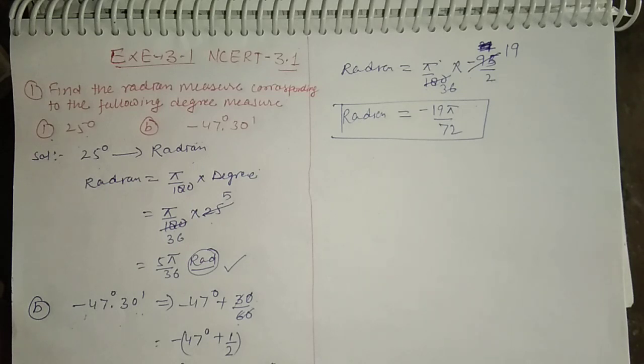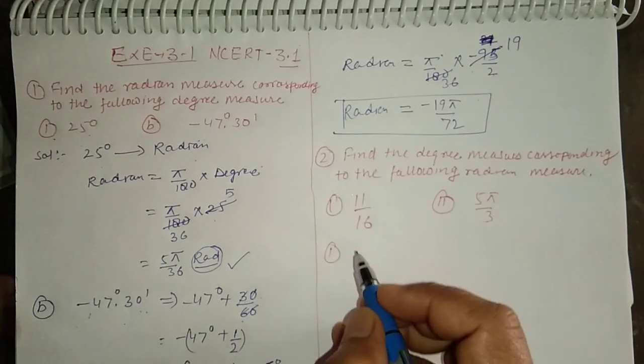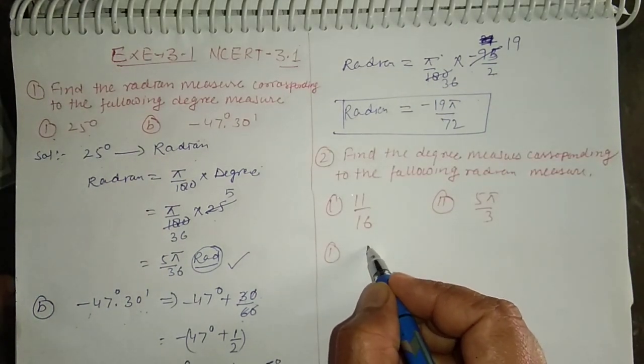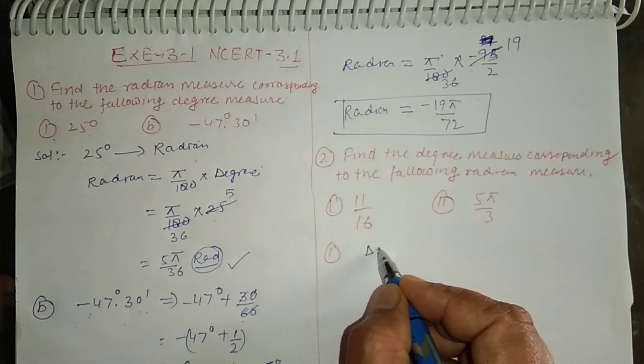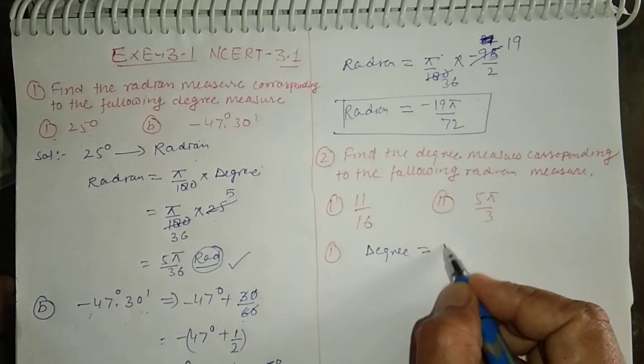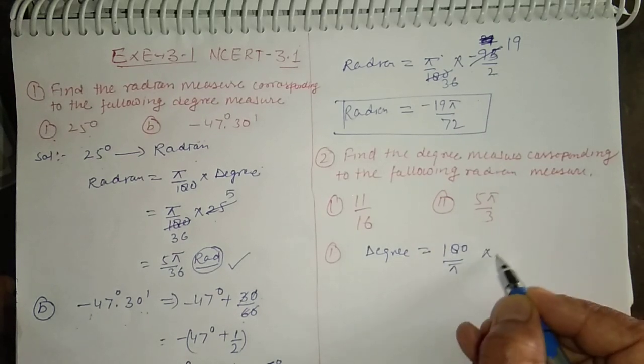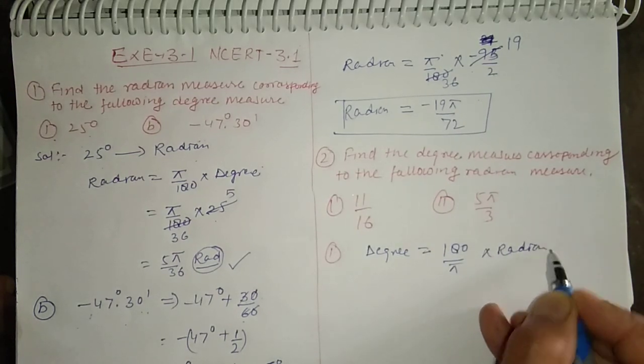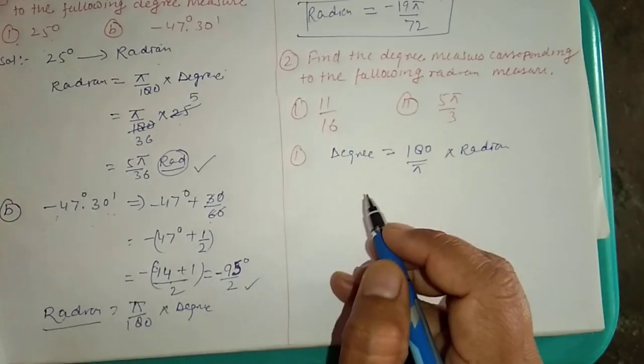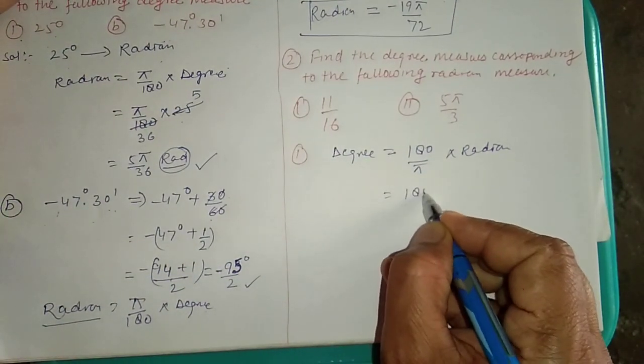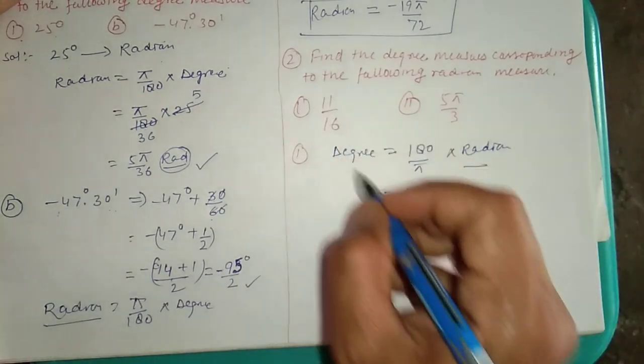Okay, now second, we have to find the degree measure corresponding to the following radian measures. We have to convert into degree, and we have been given some problems related to this. So first solution: degree is equal to 180 upon pi into radian. Clear? We have been given 180 upon pi into radian 11 upon 16.